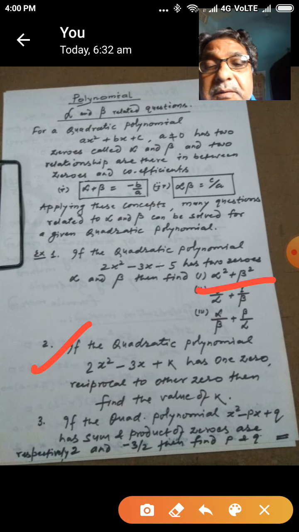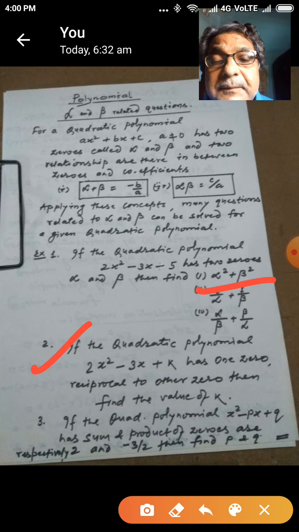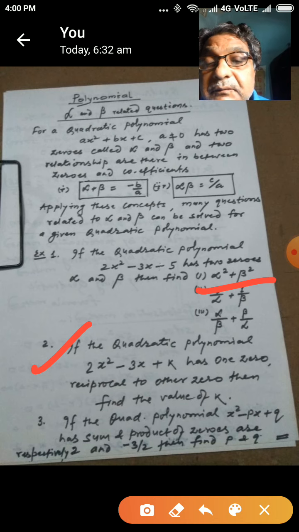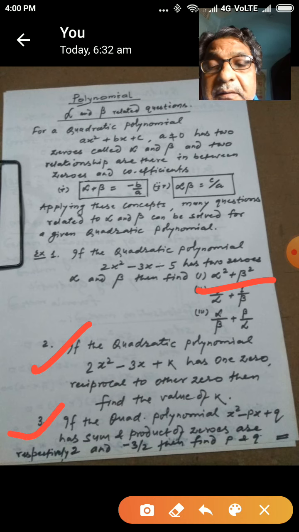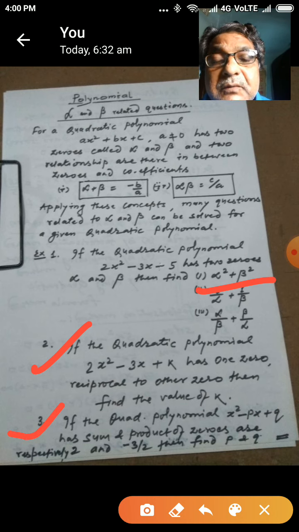Question number 2: if the quadratic polynomial 2x square minus 3x plus k has one zero just reciprocal to the other, then find the value of k. And one more question here, for example, if the quadratic polynomial x square minus px plus q has sum and product of zeros as 2 and minus 3 by 2 respectively, then find p and q.